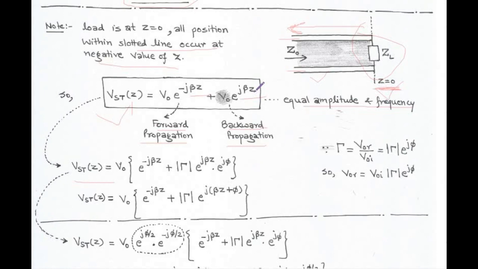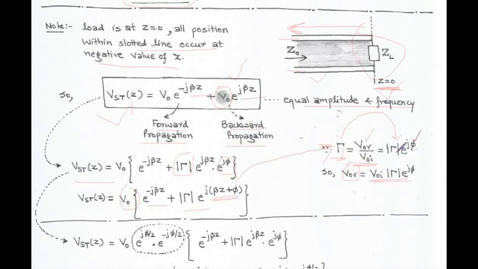Here the second term is for backward propagation, and in case of backward propagation we talk about the reflection coefficient. The reflection coefficient is the ratio of the reflected voltage amplitude to the incident voltage amplitude, which is tau, capital tau, and capital tau is in polar form having magnitude mod of tau and phase phi. So in the backward propagating term we have the amplitude V0R. In place of V0R we can write mod of tau e to the power j phi. So the total voltage as a function of z is equal to V0 within brackets e to the power minus j beta z plus mod of tau e to the power j within brackets beta z plus phi. Here phi is introduced by the reflection coefficient capital tau, that is the phase of the reflection coefficient.